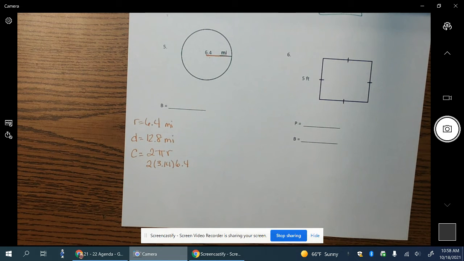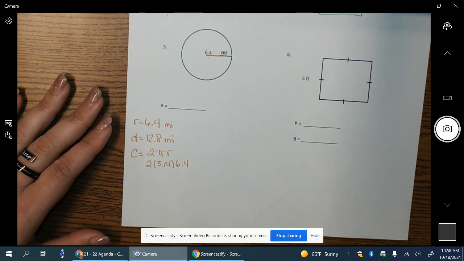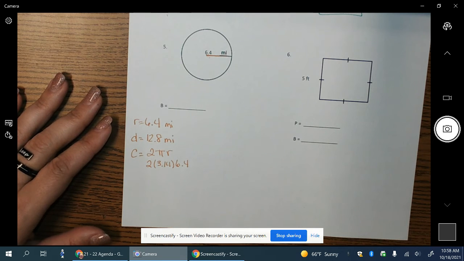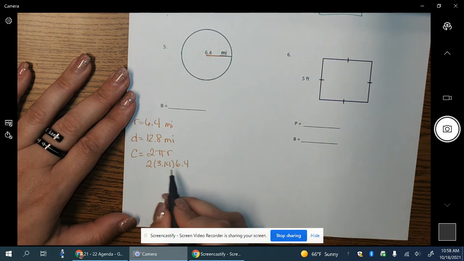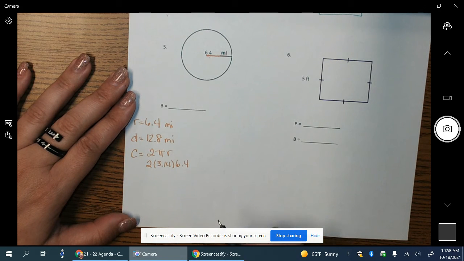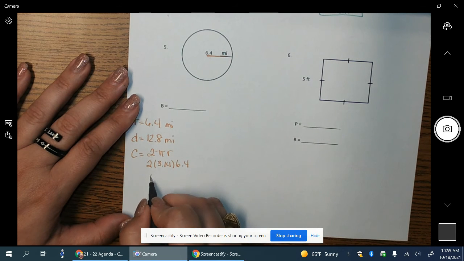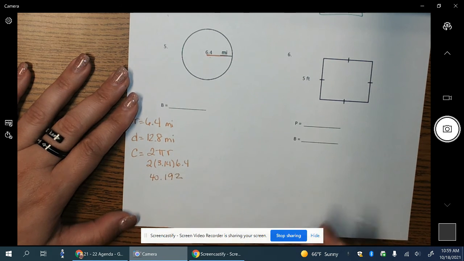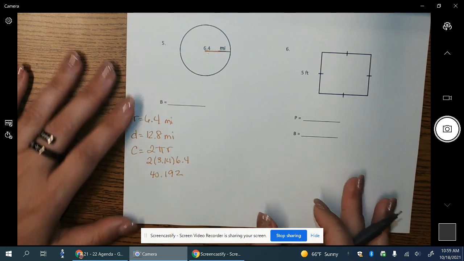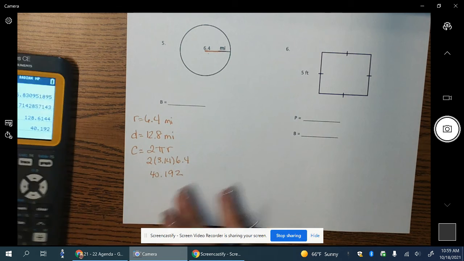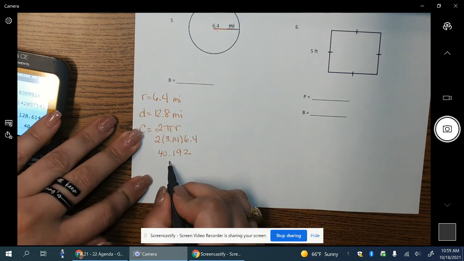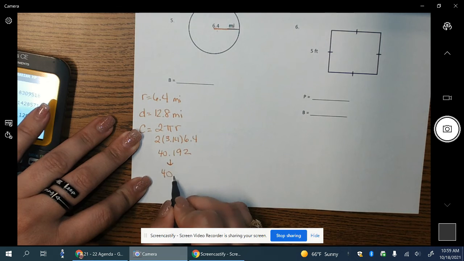Pick up your calculators. 2 times 3.14 times 6.4. 40.192 is what the calculator gives you, right? Now, if I asked you to round it to the nearest tenth, what would you tell me? 40.2.